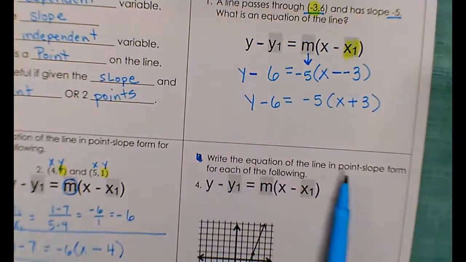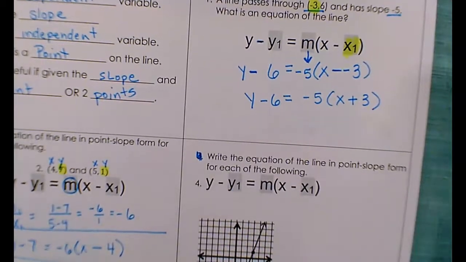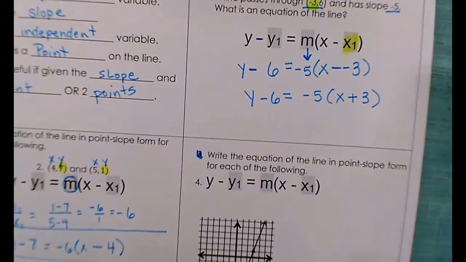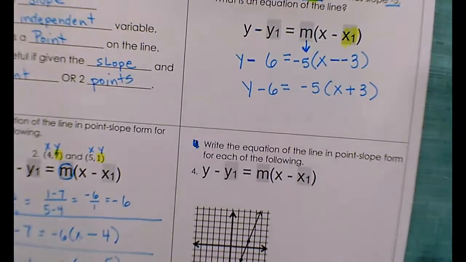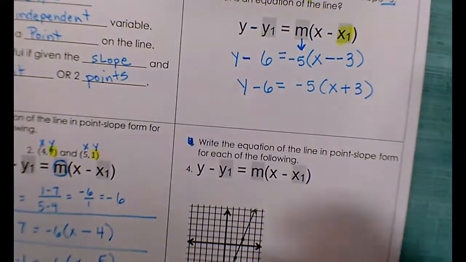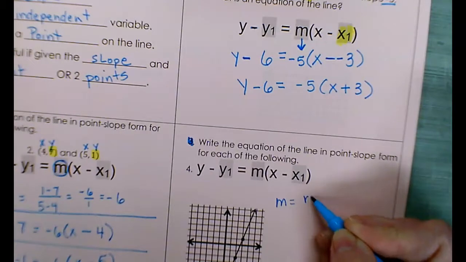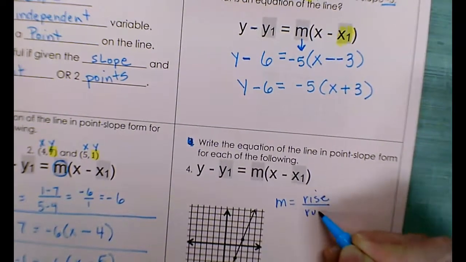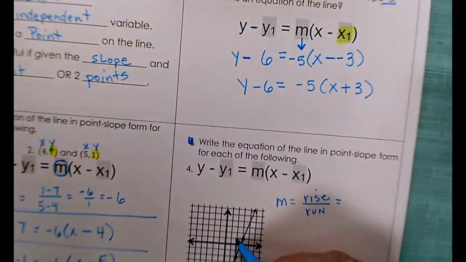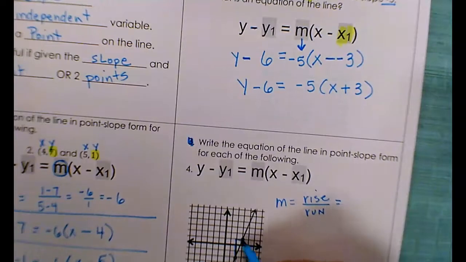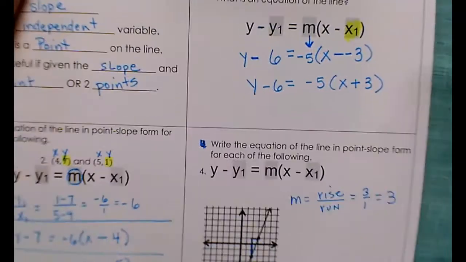That's the instructions. Write the equation of the line in point-slope form for each of the following for this graph. So the first thing I need to do is get the slope. So the slope, if I'm counting slope on a graph, I count rise over run. This line is going up, so it's going to be a positive slope. 1, 2, 3 over 1. And that's going to be equal to a positive 3.